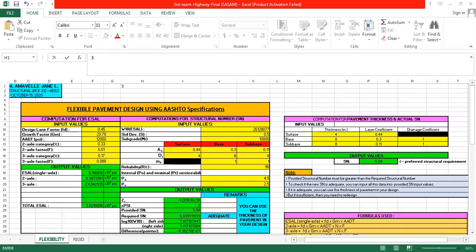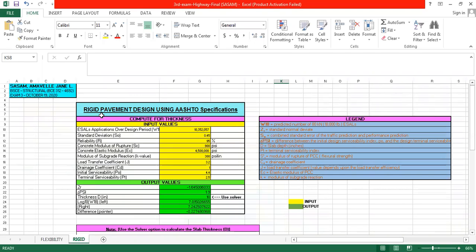On the other hand, rigid pavements are normally constructed of Portland cement concrete and may or may not have a base course between the subgrade and the concrete surface. So, let's try to view our Excel program. We have here the flexible pavement design using AASHTO specifications, and the other one is the rigid pavement design using AASHTO specifications. So first, let's discuss the flexible.